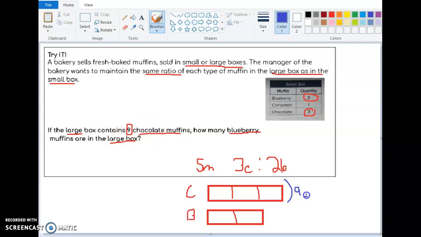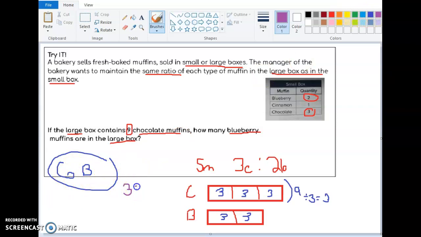Okay, I'm going to divide it by the number of boxes because it's easier. And I'm going to get 3. 3, 3. If these are all worth 3, this is worth 3. Okay? That means I need 6 blueberry. Okay? And again, if you want to check it, okay, we can set up the ratio of 3 to 2. And we know this needs to get to 9, so times 3, times 3.